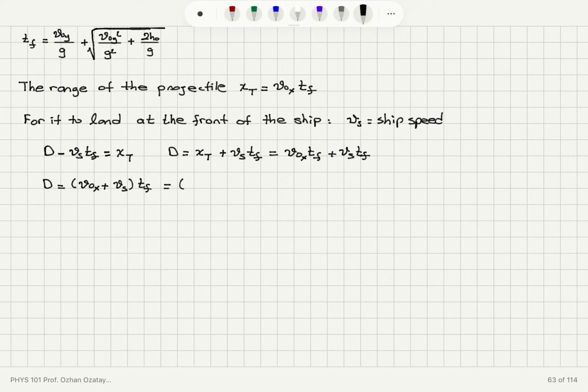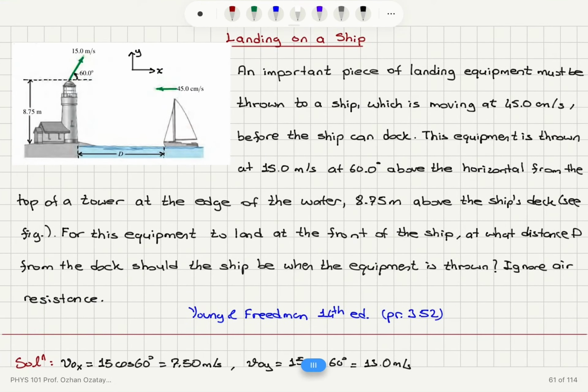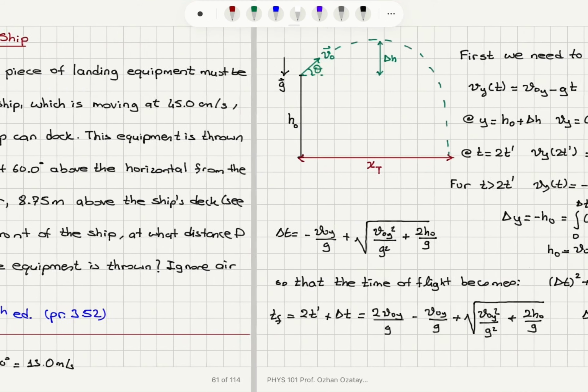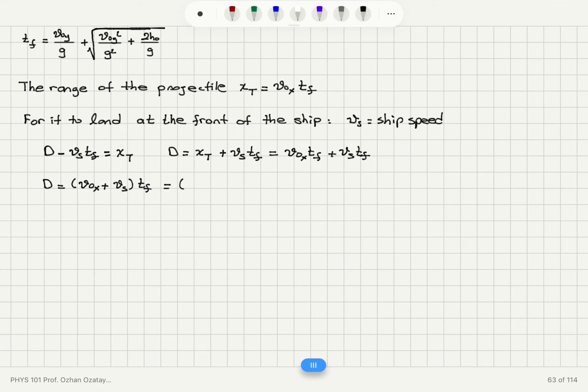So v0x was, if I go back here, it was 7.5 meters per second. So it is 7.5 meters per second. The ship was moving at 45 centimeters per second. So it is 45 times 10 to minus 2 meters per second times the time of flight.